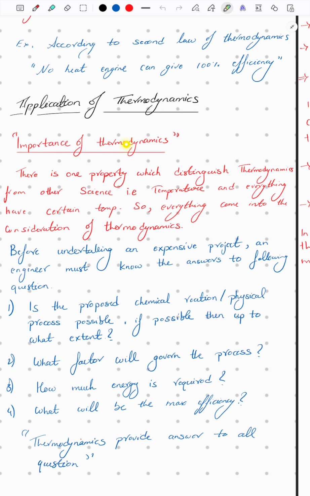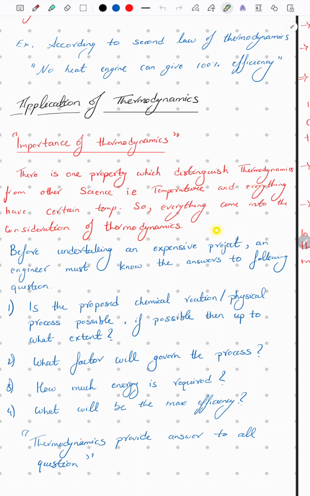What is the importance of thermodynamics? There is one property which distinguishes thermodynamics from other sciences, that is temperature. Because temperature is a word that came from thermodynamics itself. First of all, we studied thermodynamics, and then we made up these terms known as temperature and so on. Everything has a certain temperature, so everything comes into the consideration of thermodynamics.